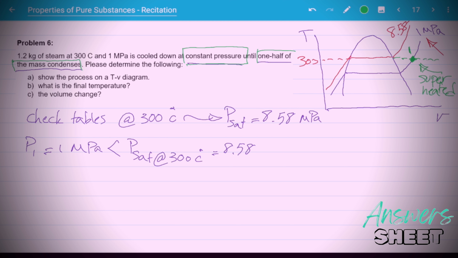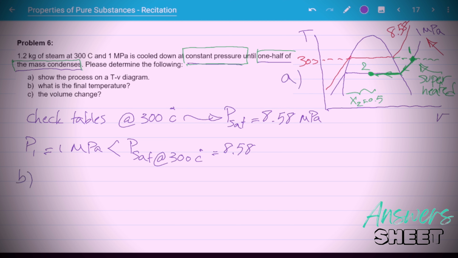So this green dot in the middle is our final state. We also know the quality is 0.5 because the problem explicitly says that half of the mass is in the liquid form. Now, in order to answer part A, showing the process on a TV diagram, this green line coming from 1 to 2 is the process.